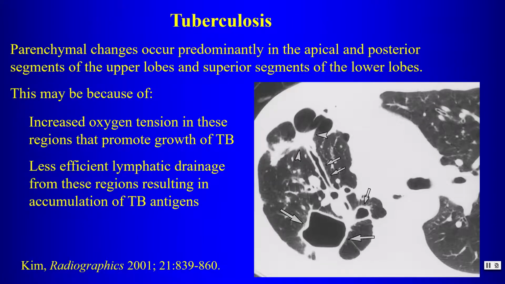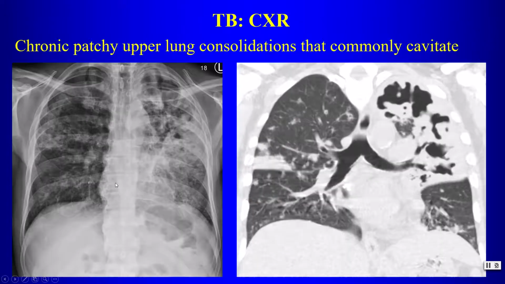So the parenchymal changes of tuberculosis occur predominantly in the apical and posterior segments of the upper lobes and the superior segments of the lower lobes. Older theories explaining this said that this was because of increased oxygen tension within these regions that promote growth of TB. More recently, we've come to believe that this is because of less efficient lymphatic drainage from these regions, resulting in accumulation of TB antigen within these regions of the lung.